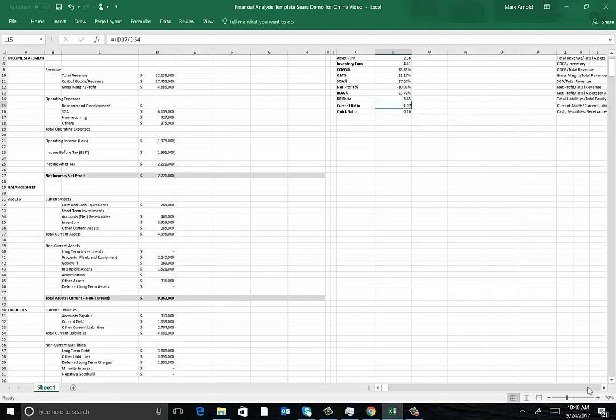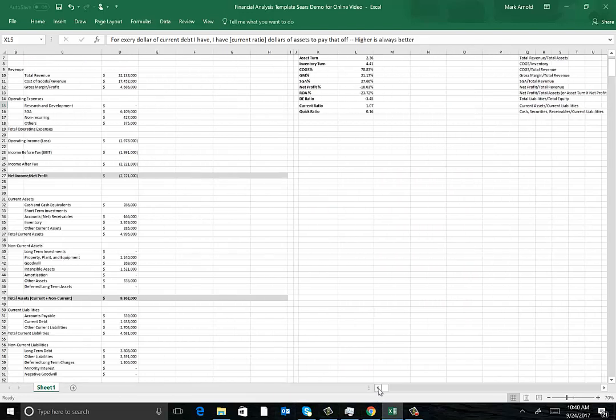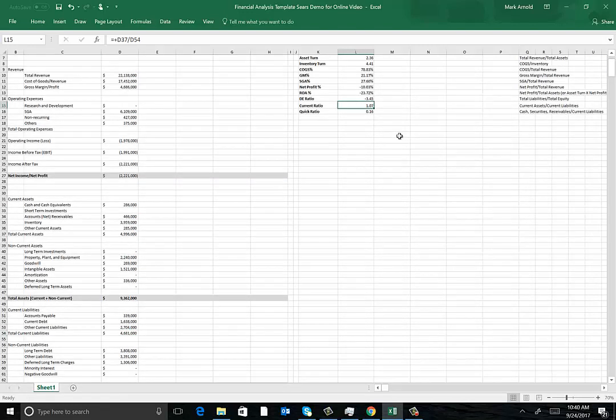Current ratio is current assets divided by current liabilities. Okay, for every dollar of current debt I have, I have current ratio dollars of assets to pay that off. Higher is always better. So to calculate that, current assets divided by current liabilities. Current assets right there divided by current liabilities right there, and that's going to give me 1.07. All right, which means that Sears can just barely pay off its current debt with its current assets.